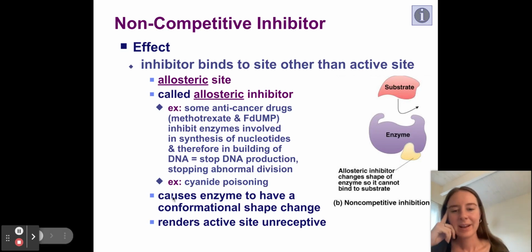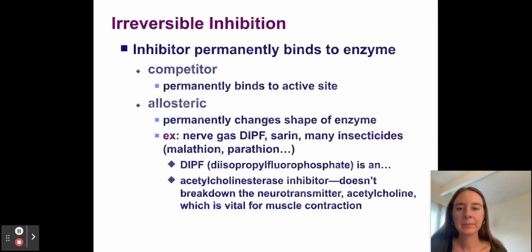Cyanide. So again, we saw that if you bind allosterically, it causes a conformational shape change to the enzyme. And the active site is not working properly. It's not open. The substrate can't even bind.